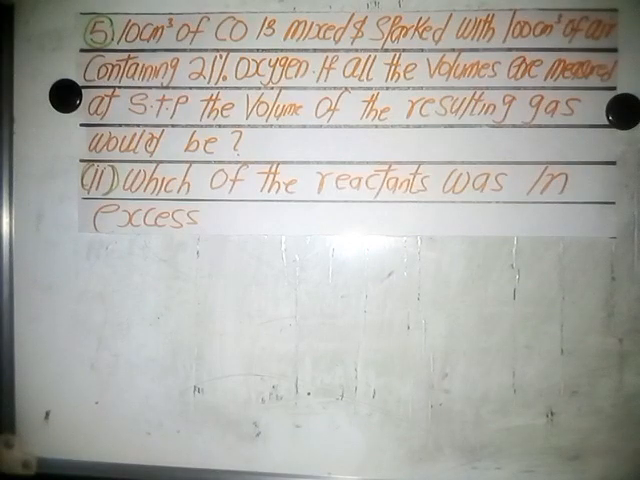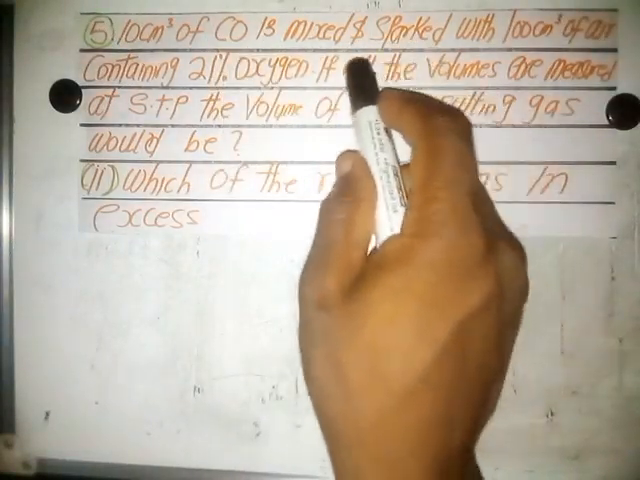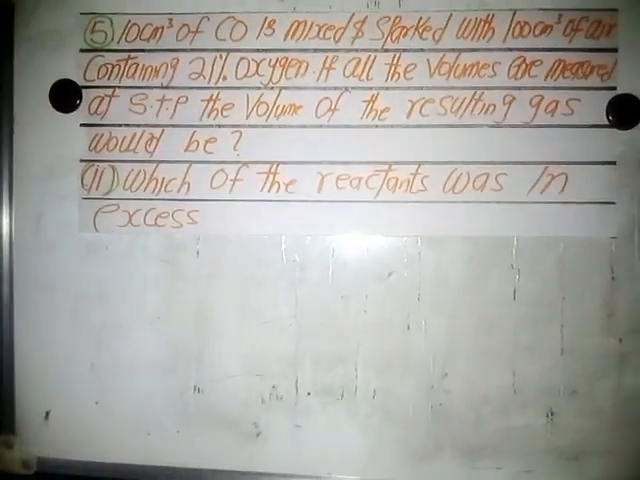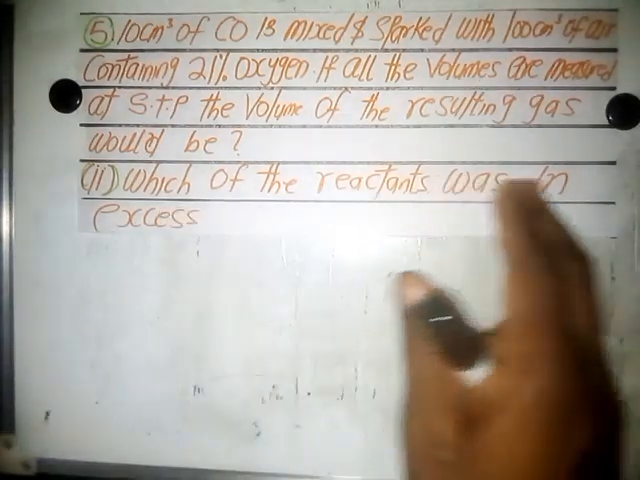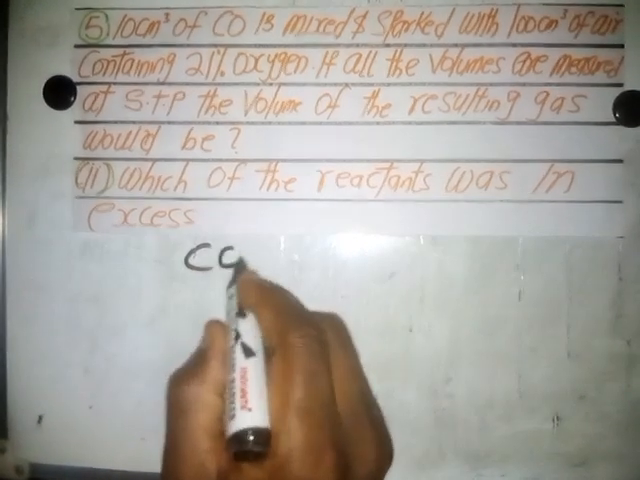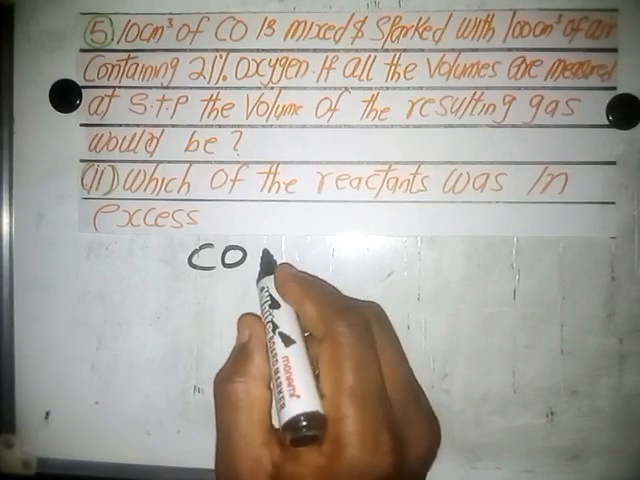Alright, for this question: 100 cm³ of CO is sparked with 100 cm³ of air containing 21% of oxygen. If all the volumes are measured at STP, the volume of the resulting gas would be... then remember figure 2, so the reactant was in excess. Okay, the first thing, write the equation.